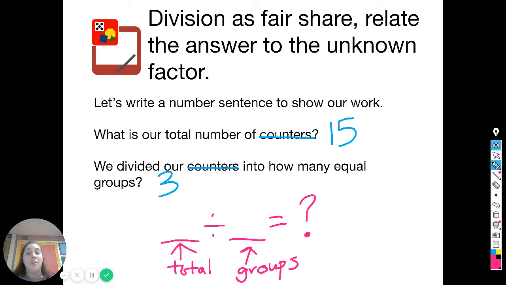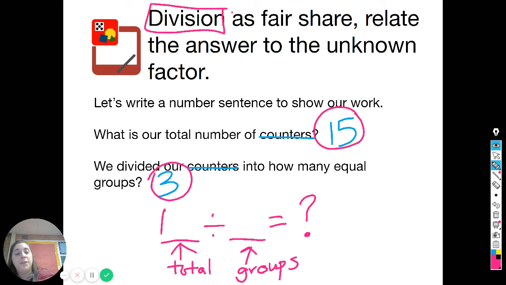I'm seeing a lot of great equations. Now, here is one hint I want to give you for division. In division, the biggest number will always go first, always, because we can't take 3 of something and break it into 15 groups because there's only 3. We are always taking the biggest number and splitting it into groups. So 15 is our big number, or our total. So we have 15 divided by 3 equals question mark, or equals our unknown.